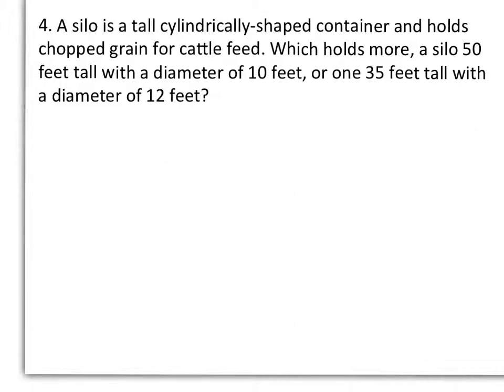So in our first silo, it says that it's 50 feet tall and has a diameter of 10 feet. So that means our radius is 5 feet and our height is 50 feet. Alright, so let's find the volume here. So volume equals pi times our radius squared, so 5 squared, times our height of 50.